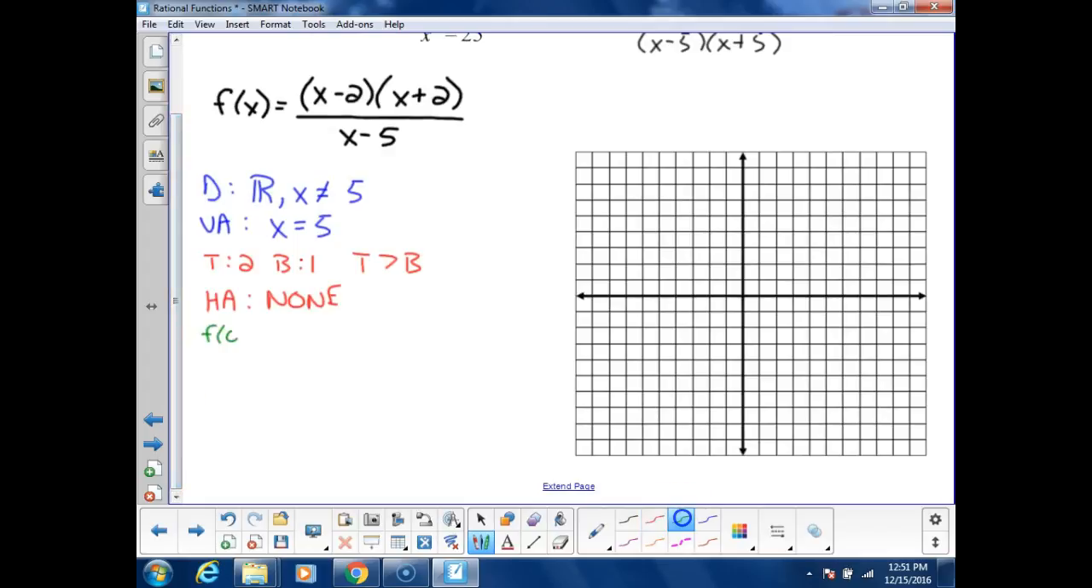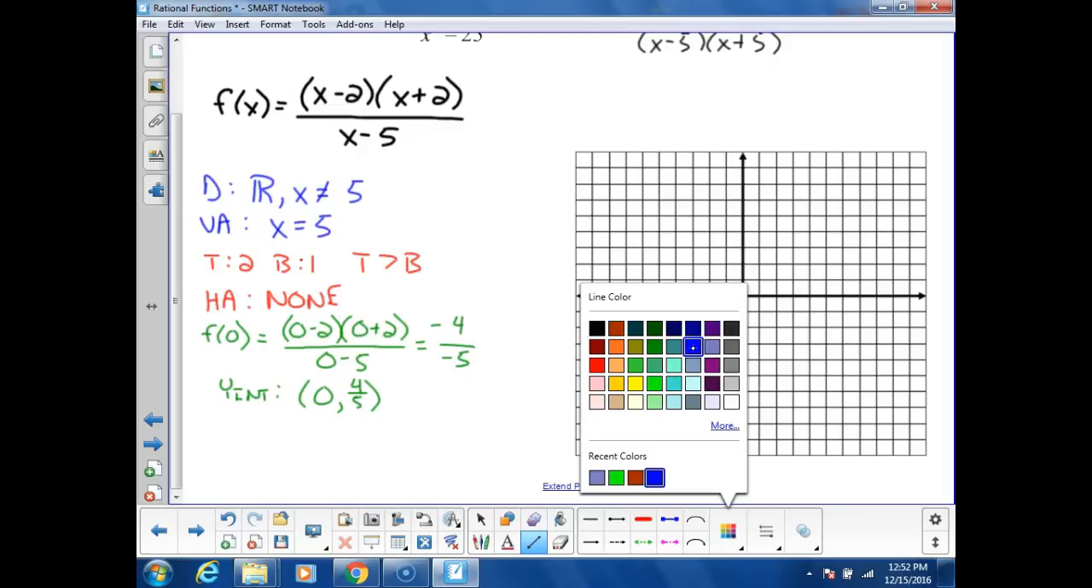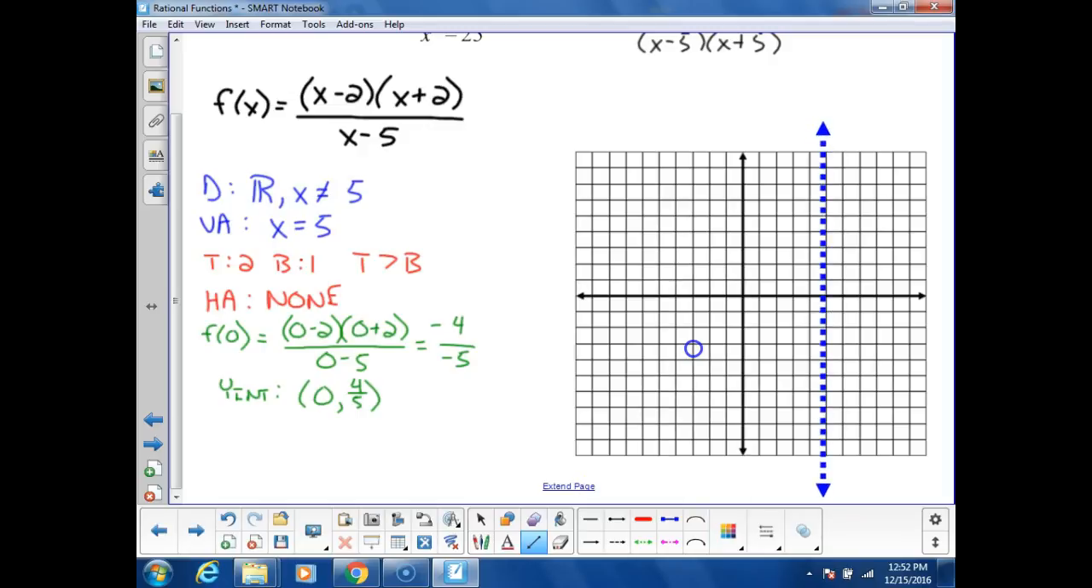F of 0 is going to be 0 minus 2, which is negative 2, times 0 plus 2, which is positive 2, so that gives me negative 4, all over 0 minus 5, which is negative 5. So that gives me a y-intercept of 0, comma 4/5. We have to put my vertical on there. 2, 3, 4, 5.